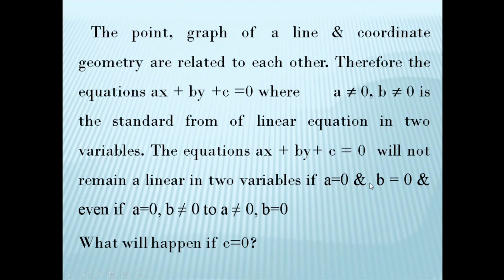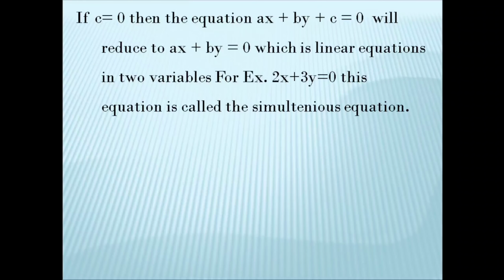The equation ax plus by plus c is equal to 0 will not remain linear in two variable if the value of a is 0 or b is 0, and also even if a is equal to 0 and b is not equal to 0, or if a is equal to 0 and b is equal to 0. What will happen if c is equal to 0? If c is equal to 0, then the equation ax plus by plus c is equal to 0 will reduce to ax plus by is equal to 0, which is the linear equation in two variable.